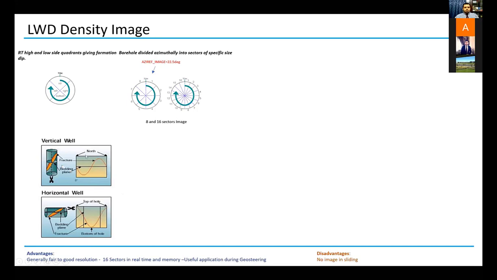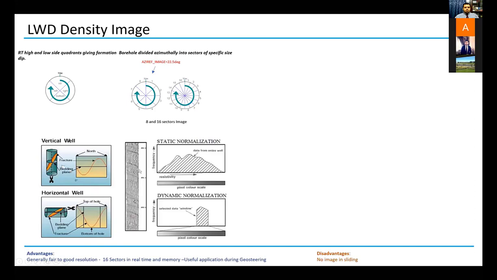And this is the horizontal one, the top of hole, this is the north. Now, in here, what you actually see, the 16 sectors, the density curves, this is the raw data coming in. And what we do, we combine it, and then we actually create an image, orientate that image.